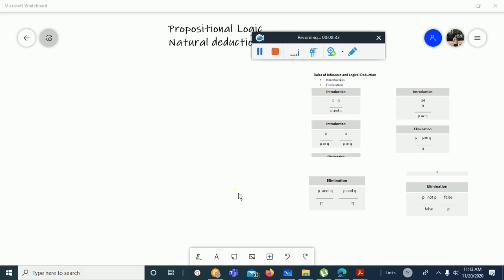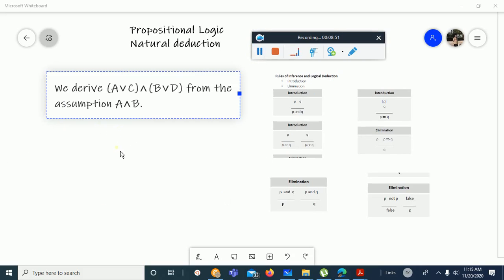Now we will do some other examples. Now this problem, stop the recording and do it by yourself. Derive C from the assumption A and C or B and C. Now look at this problem. We derive A or C and B or D from the assumption A and B.